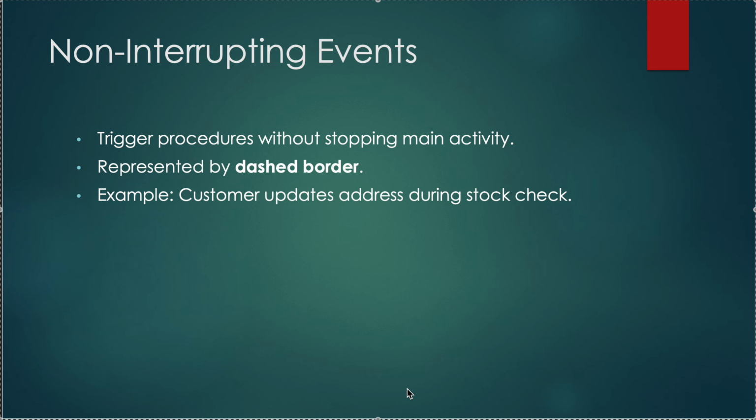Sometimes an external event shouldn't stop the main task. A non interrupting boundary event, shown with a dashed border, handles this. For instance, if a customer updates their address while their order is being processed, we can update their details in parallel without interrupting the main flow. This supports multitasking and improves flexibility.